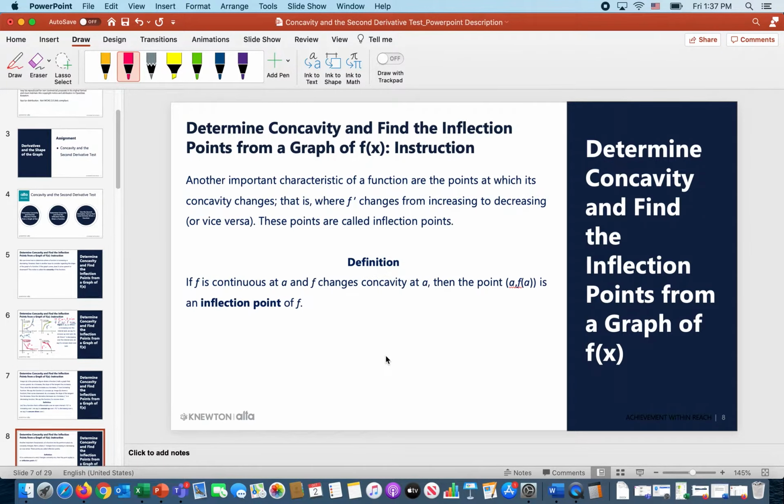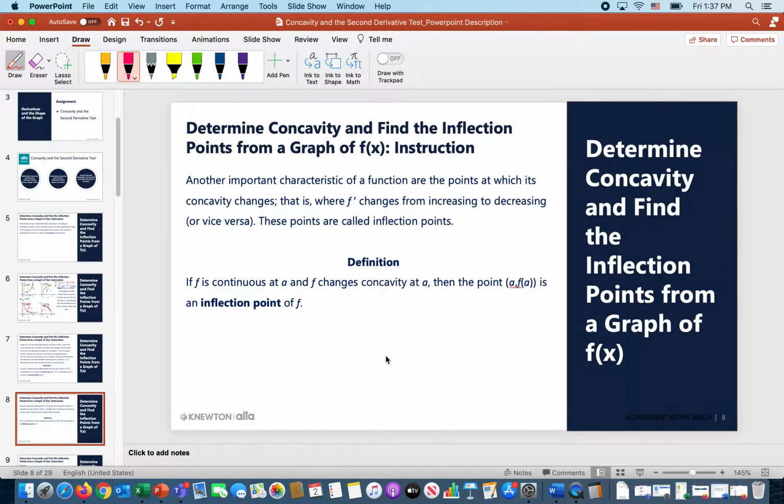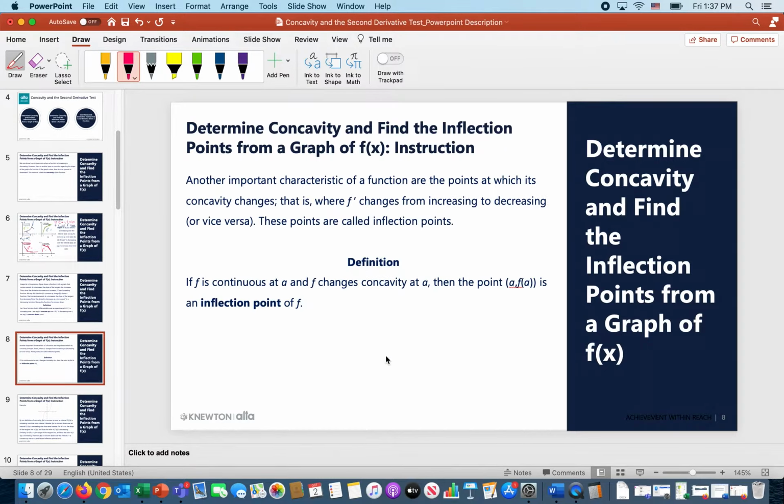Again, we can look at some of these slides. You can read these on your own, but what I want to do is point out to you what we have when we talk about an inflection point. It's really as simple as this. There is a change in concavity. An inflection point happens when there is a change in concavity.